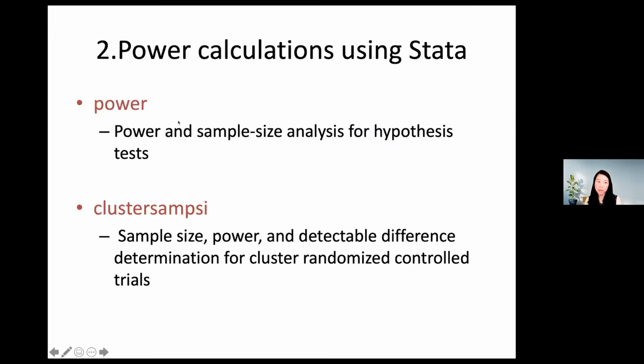Alternatively, you can also use Stata, and the command to calculate power is simply power. You can just type help power in the Stata software. It's very straightforward. It gives you the power and sample size. And also, if you want to do a cluster randomized control trial, then you can use the command clustersampsi. It's very straightforward. It's the same kind of command you use to run a regression. So I'm sure you can figure that out easily.